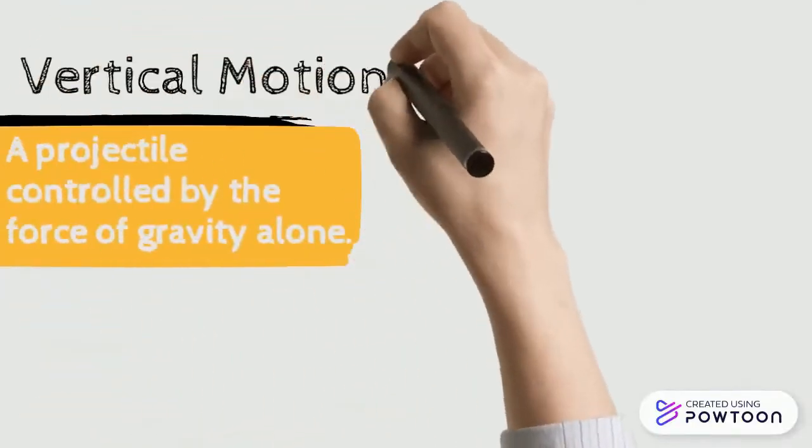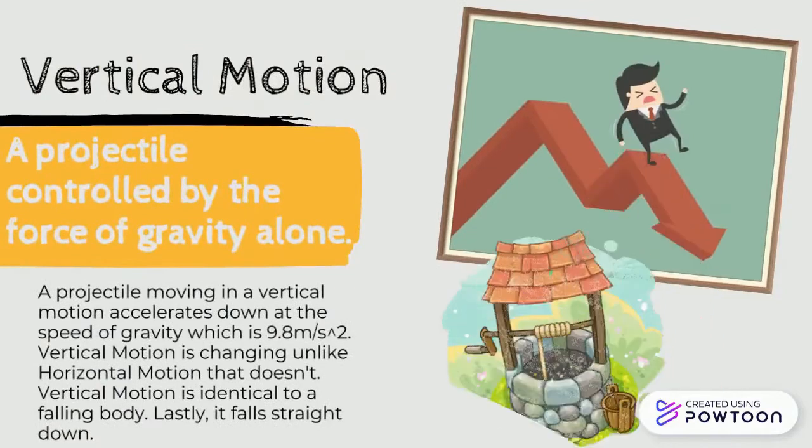Now we can talk about projectiles in vertical motion. A projectile in vertical motion is controlled by the force of gravity alone. A projectile moving in a vertical motion accelerates down at the speed of gravity, which is 9.8 meters per second squared. Vertical motion is changing, unlike horizontal motion that doesn't.